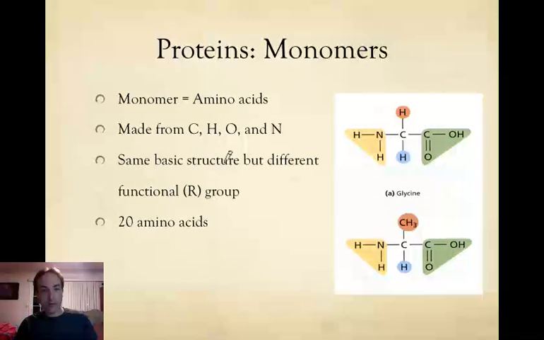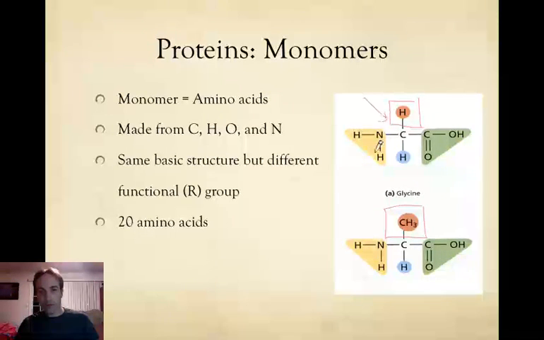All amino acids have the same basic structure, but there is one difference. They have a different functional R group. So if we look over here, notice that we have 2 different amino acids. This top one is glycine. Notice they both have a yellow NH2, nitrogen with 2 hydrogens. They both have the green carboxyl group, so it's a carbon with 2 oxygens and a hydrogen. So they both have that part. They both have this hydrogen attached to that middle carbon, but notice the big difference is this part right here.